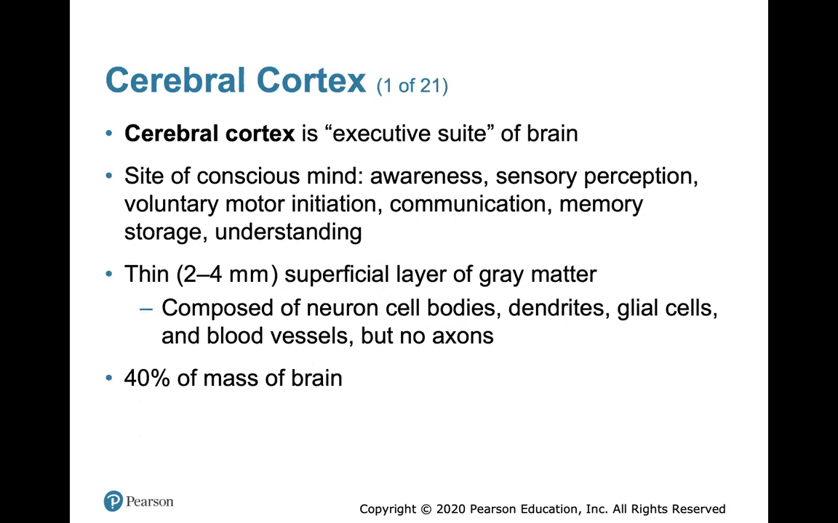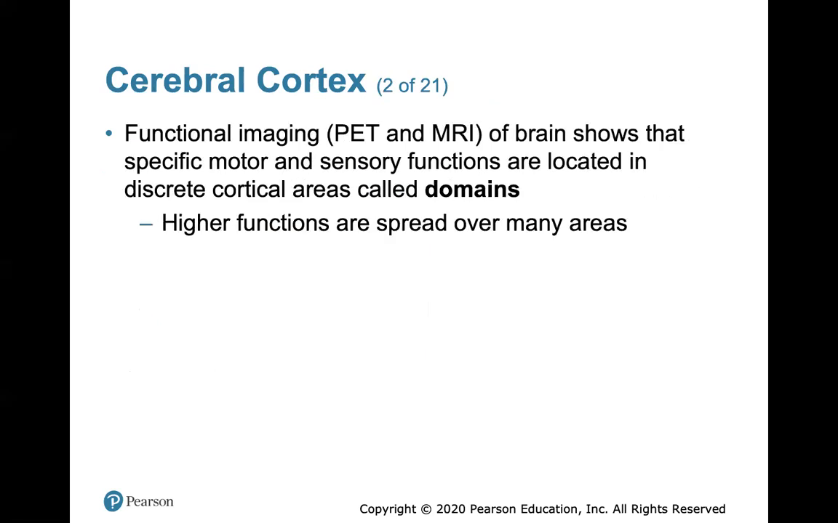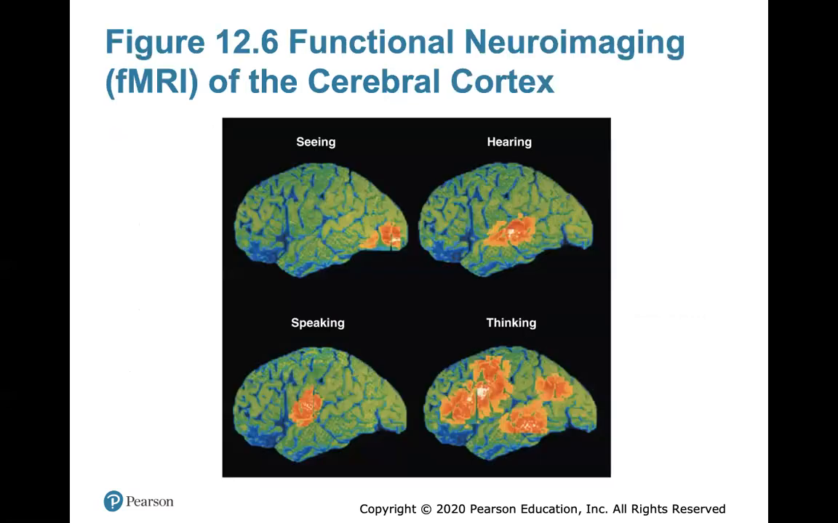It's the site of all conscious mind, awareness, sensory perception, voluntary motor initiation, communication, memory storage, and understanding. It's a very thin cerebral layer of gray matter, and it takes up about 40% of the mass of the brain. PET scans and MRI scans show specific motor and sensory functions located in discrete cortical areas called domains, and higher functions can be spread over many areas.